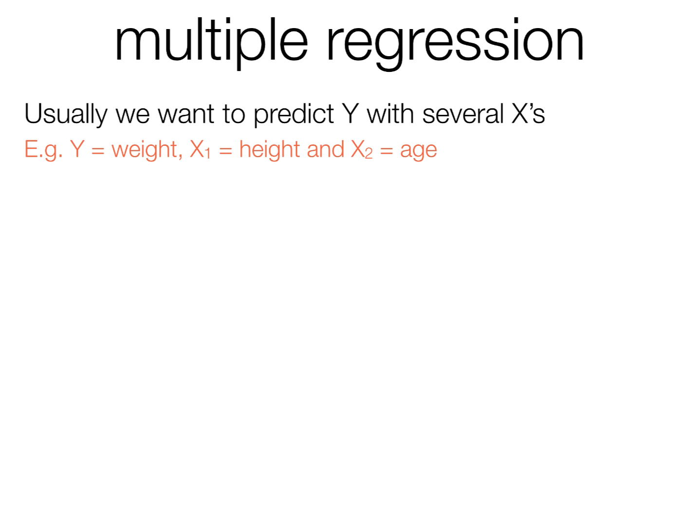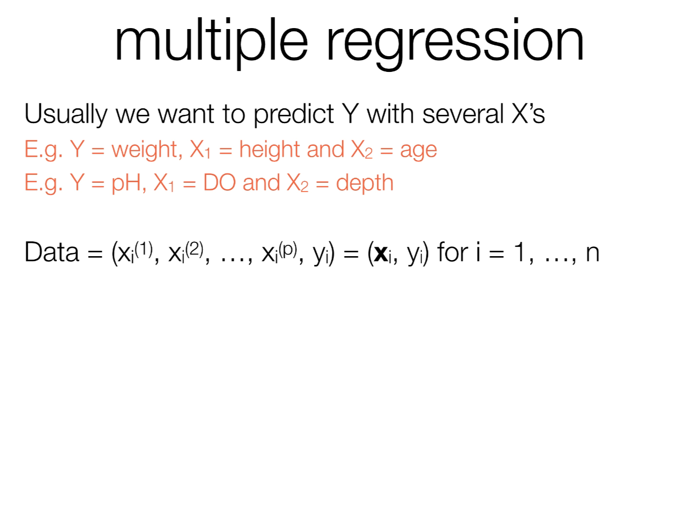Or in the context of water, maybe the water's pH is dependent on the dissolved oxygen and the depth. So not only are we going to take into account the dissolved oxygen content of the water, but we'll also look at how deep that water is when we're trying to predict the pH of that water. The data set would look something like this in general.